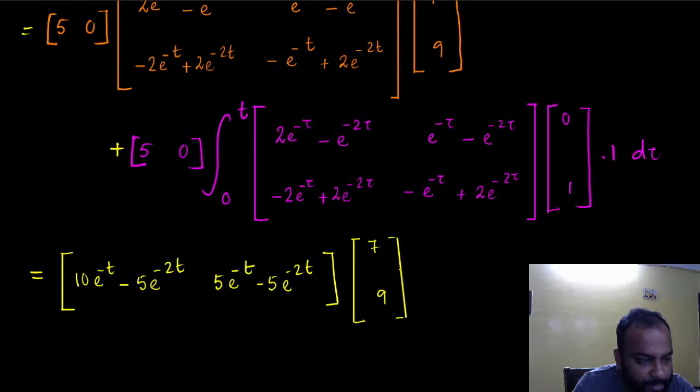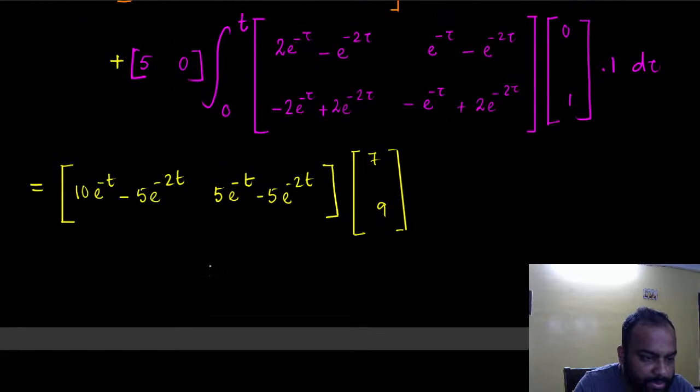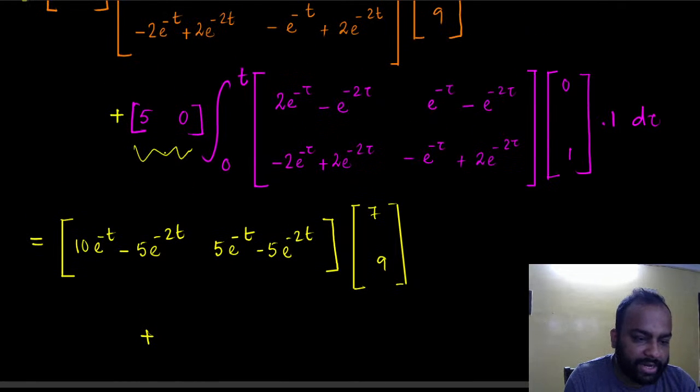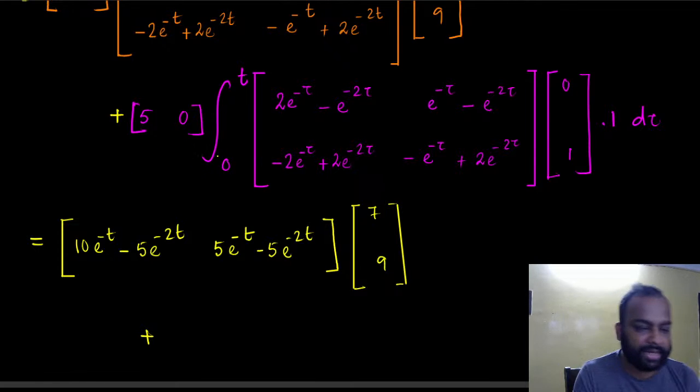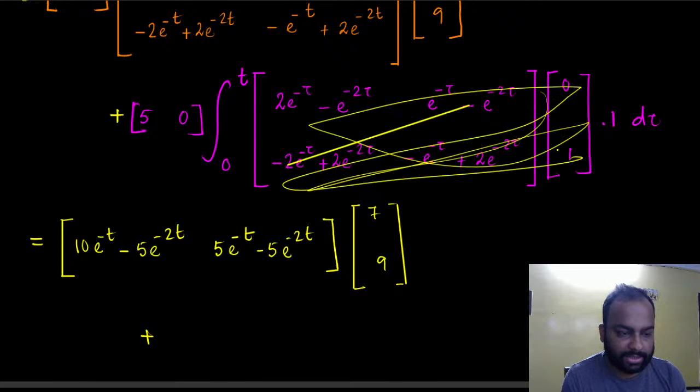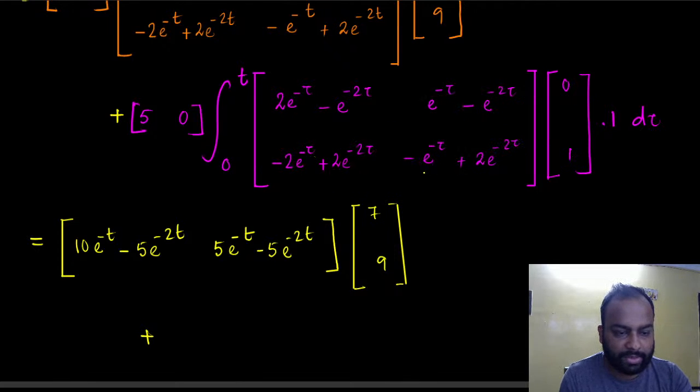So that's the natural response part once again, and then I have to add this. Now of course this is a constant. This can be put inside the integration, and I can do this multiplication here. So let's do that multiplication here.